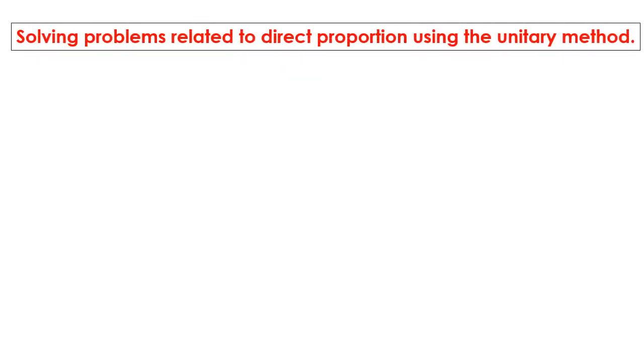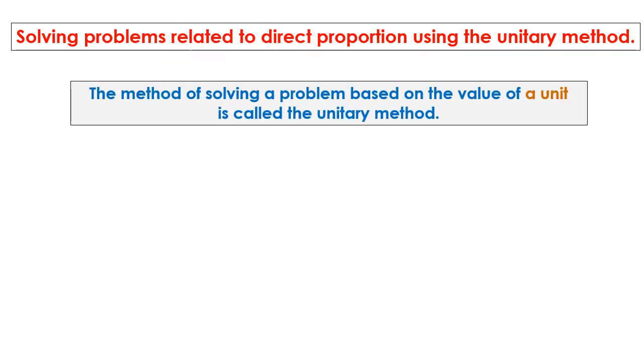Let's see how to solve problems related to direct proportions. In fact, there are 3 methods of solving problems related to direct proportion. The first one is the unitary method. So, solving problems related to direct proportion using the unitary method. What is the unitary method? The method of solving a problem based on the value of a unit is called the unitary method. In the given problem, we need to find the value of 1 and then solve the problem.